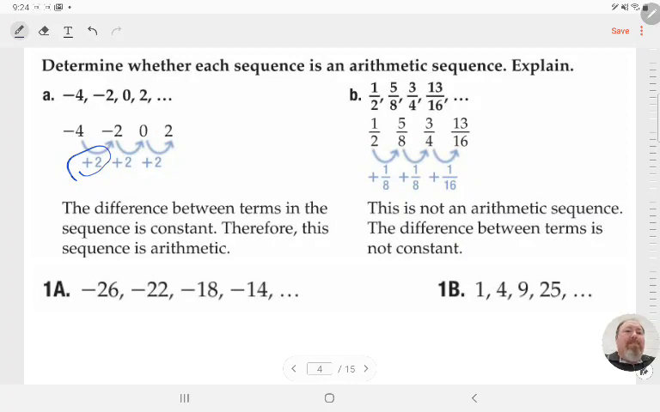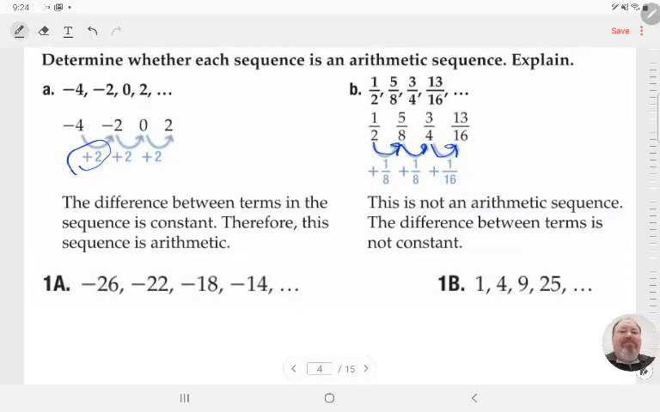Now, when we look at B, we have 1/2, 5/8, 3/4, 13/16. Well, from the first term to the second term, we go up by 1/8. So you would really want to convert these to the same denominator so you could see. The next term goes up by 1/8, but when you get to the third term, it goes up by 1/16. Well, since they're not all the same, this is not an arithmetic sequence. The difference between terms is not constant. Okay? Well, let's look at 1a.